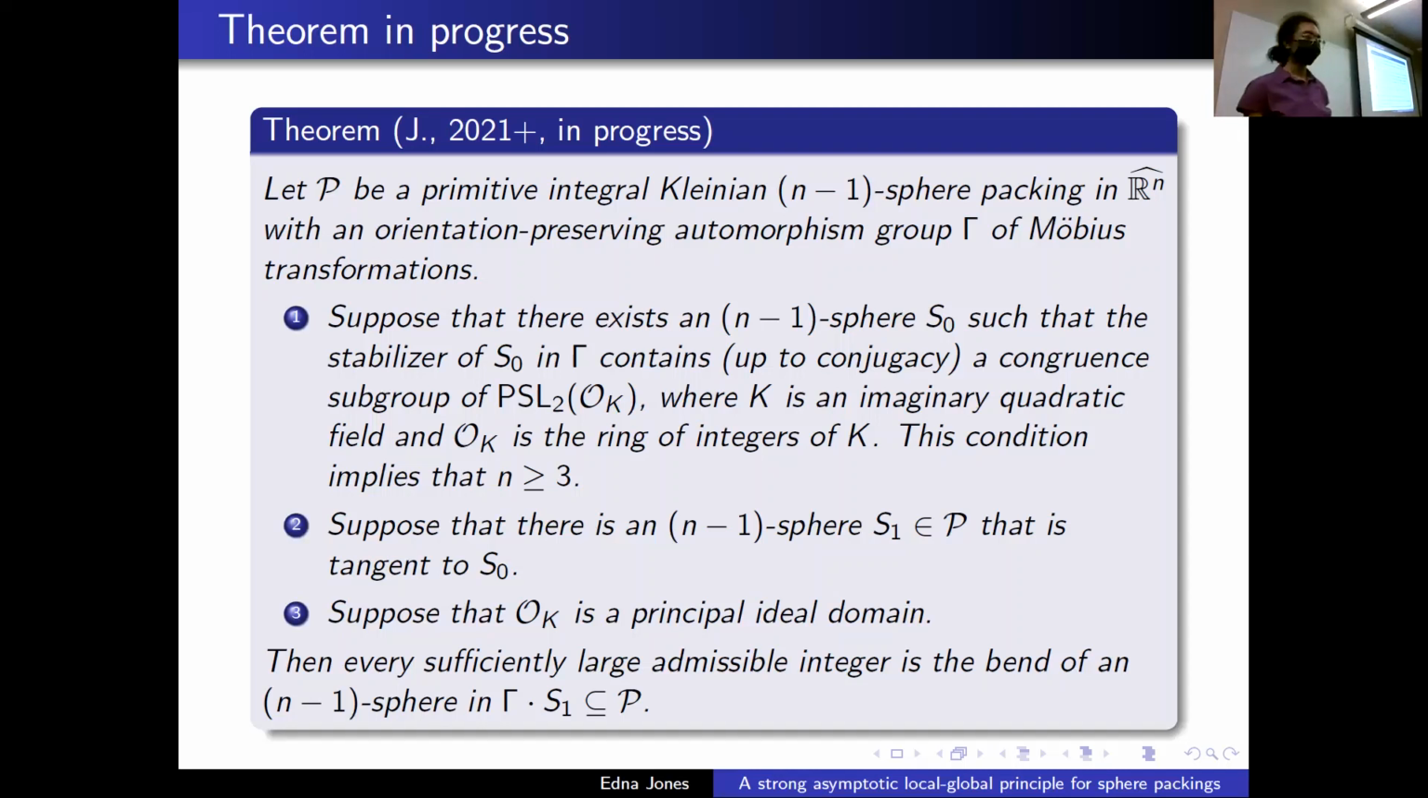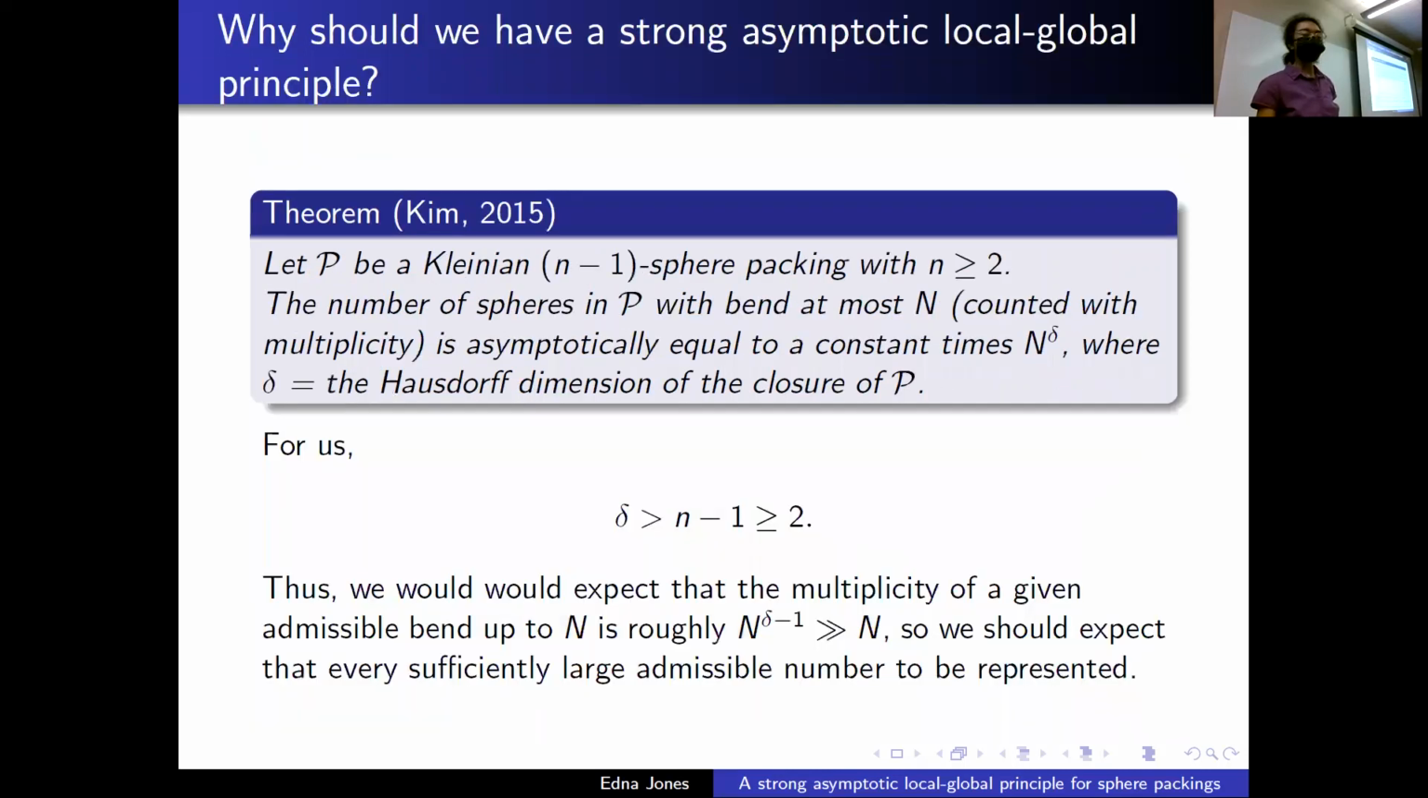Yeah. So that's the expectation. That being said, there's reasons for the second and third conditions that I will talk about later. Okay. So before we get too far, why should we have a strong asymptotic local-global principle?